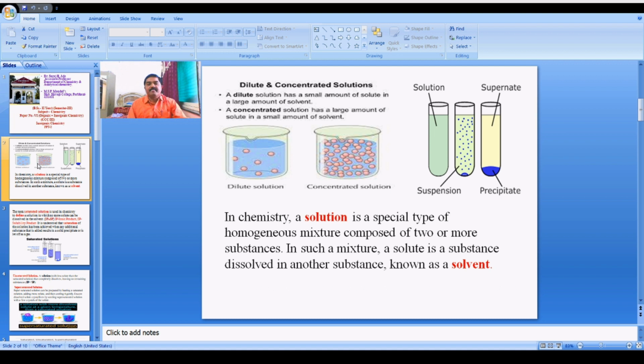In chemistry, a solution is a special type of homogeneous mixture composed of two or more substances. In such a mixture, the solute is a substance dissolved in another substance, which is known as the solvent.